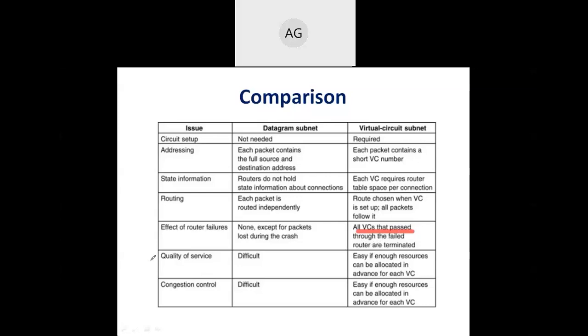The sixth point of difference is quality of service. In datagram, quality of service is difficult, whereas in virtual circuit, it is easy if enough resources can be allocated in advance for each virtual circuit. The seventh point of difference is congestion control. In datagram, congestion control is difficult, whereas in virtual circuit, congestion control is easy if enough resources can be allocated in advance for each virtual circuit.